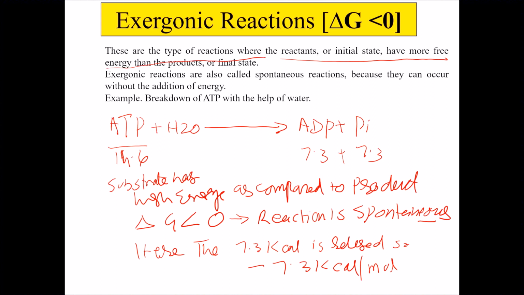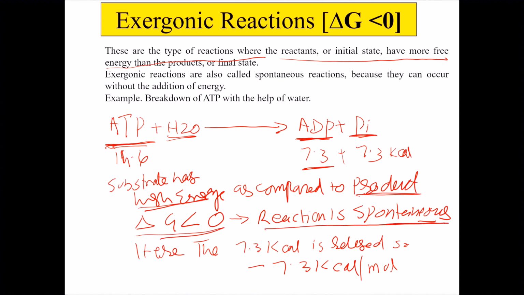Say, for example, now we are breaking the ATP into ADP and inorganic phosphate. So ATP has higher energy. A water molecule is added, hydrolysis has been done, and the hydrolysis of ATP will convert ATP into ADP and inorganic phosphate, and individually they have 7.3 and 7.3 kilocalorie. So what happens? The substrate has high energy as compared to the product. Delta G is less than 0 because the reaction is spontaneous without added energy. So you can see here 7.3 kilocalorie is released. When the energy is released, it is designated with a negative sign. So minus 7.3 kilocalorie.